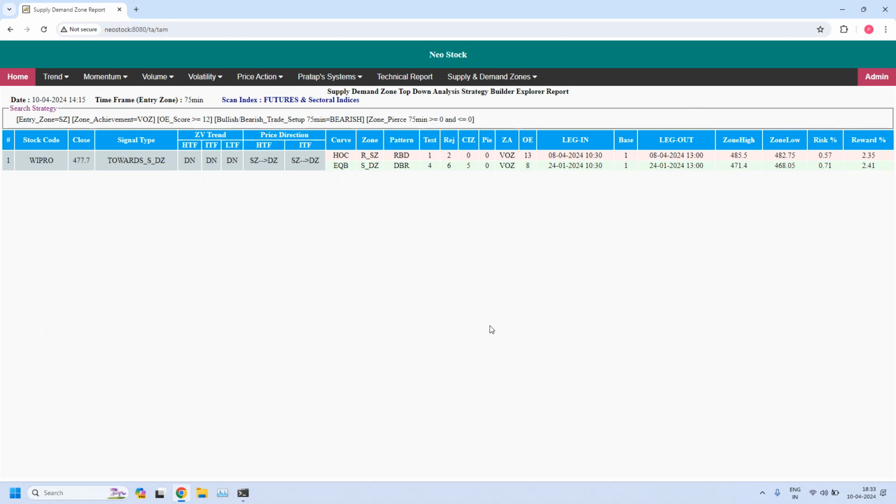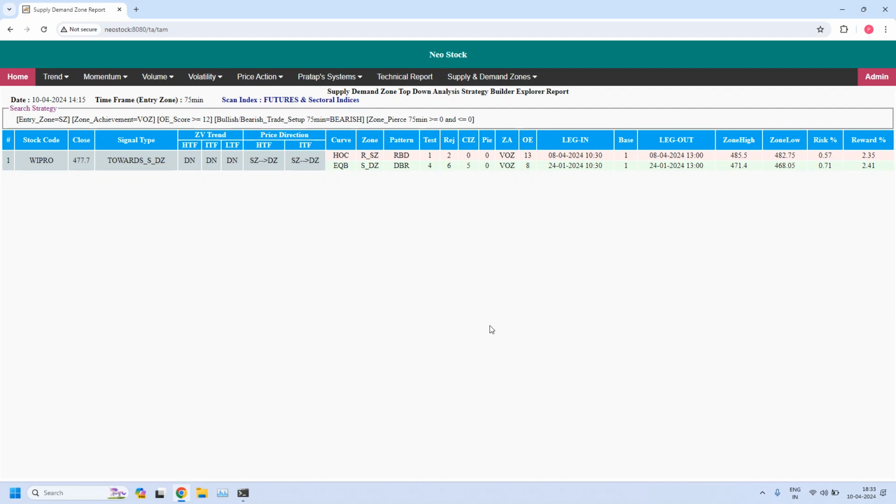So only one stock is available. Currently Wipro is supporting bearish trade setup for weekly income trade. So we have generated bullish and bearish trade setups for monthly income trade and weekly income trade.